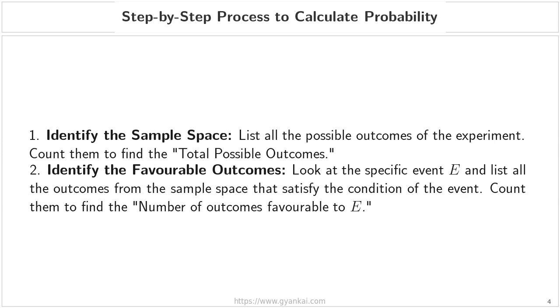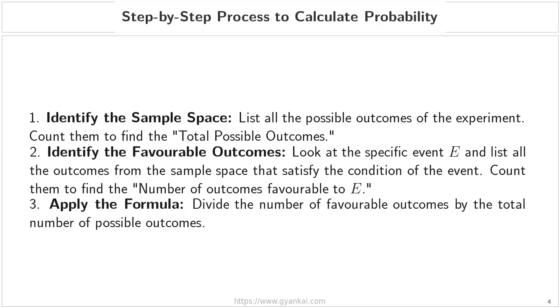Second, identify the favorable outcomes. Now, look closely at the specific event, which we denote as E. You need to scan through your sample space and pick out only the outcomes that satisfy the specific condition mentioned in the problem. Count these specific outcomes to find the number of outcomes favorable to E. This number will be your numerator.